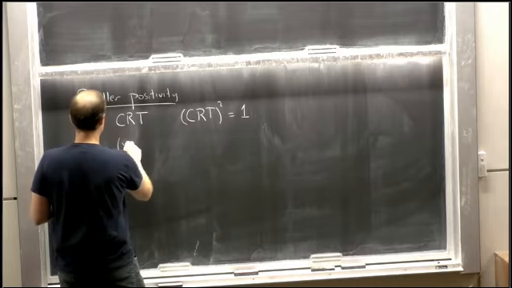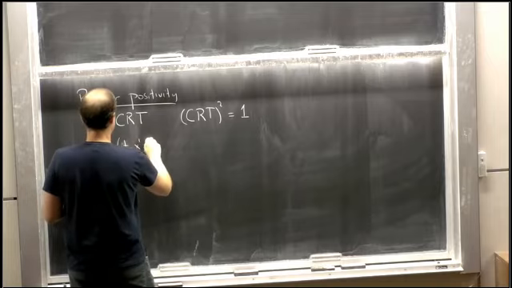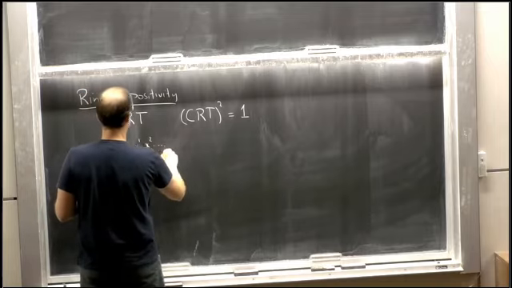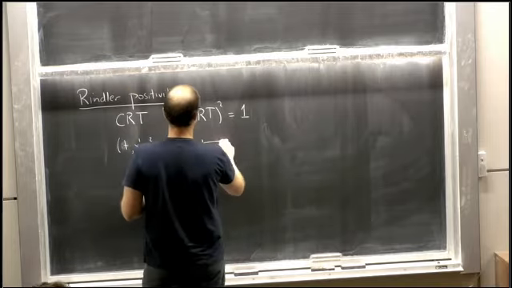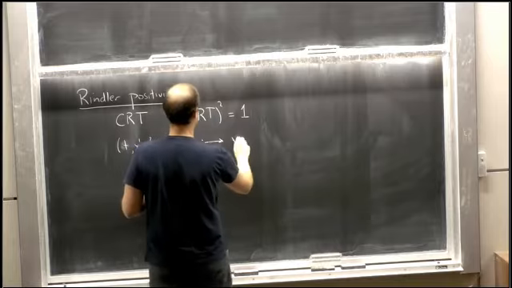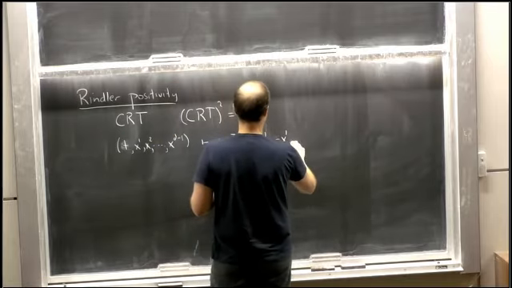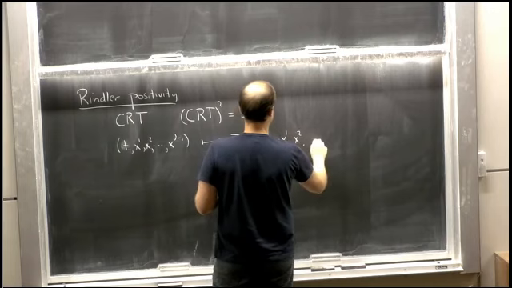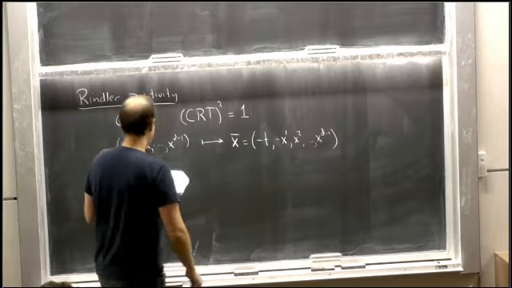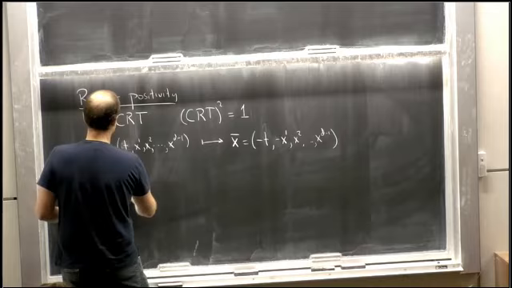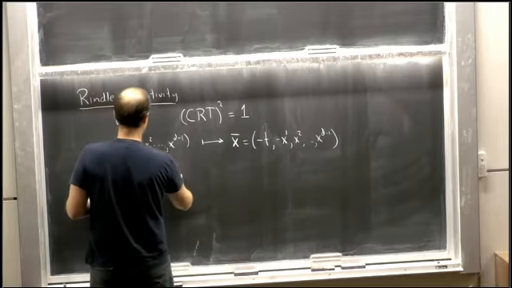So if we have a point t, x1, x2, ..., xd minus 1, and we act with CRT, it gets mapped to a point that I'll call x bar, which just has minus t, minus x1, and then all the other coordinates the same. And I'll define the Rindler conjugate of an operator O by just conjugating by CRT.